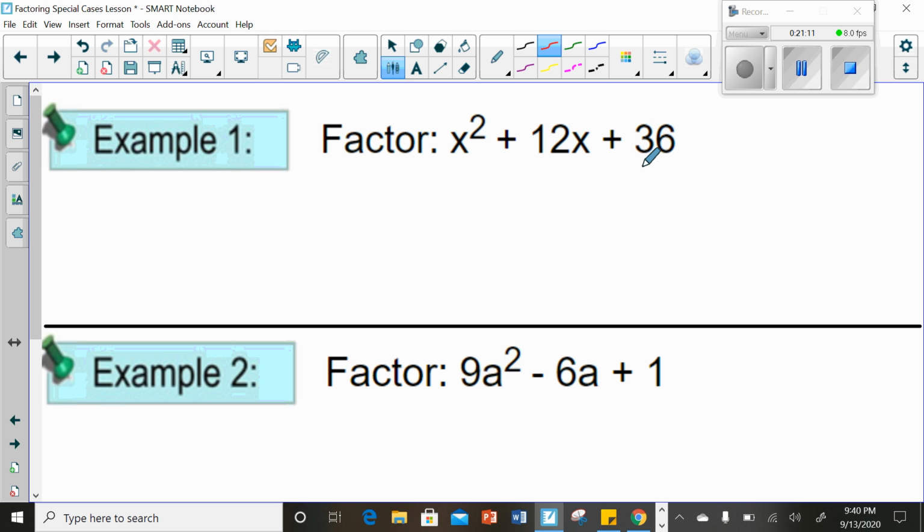So this last term has to be positive. All right, so I recognize that my bookends are perfect squares. Now I have to do the test to determine is 12x the match for this perfect square trinomial.